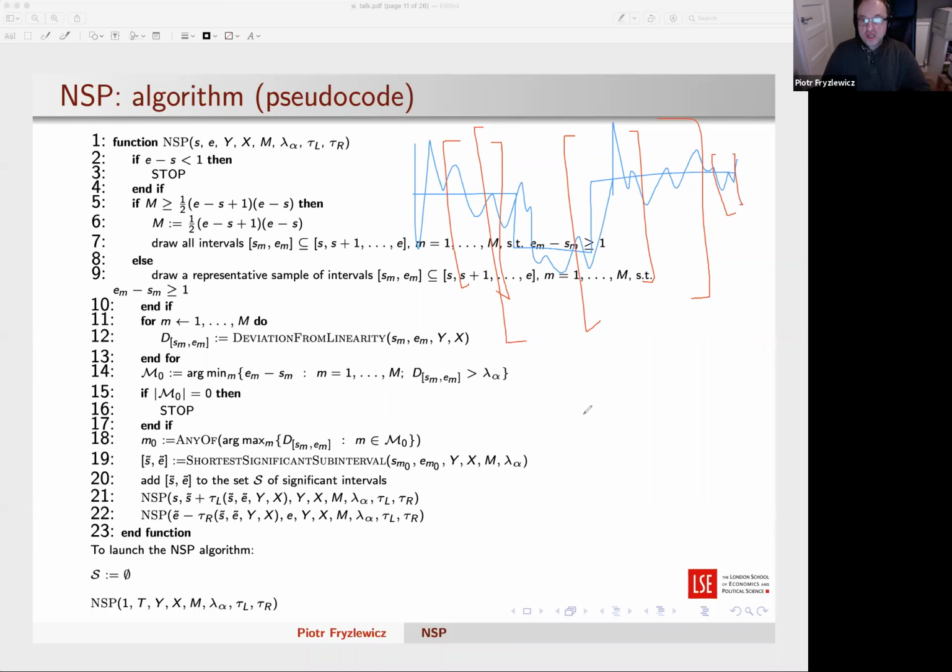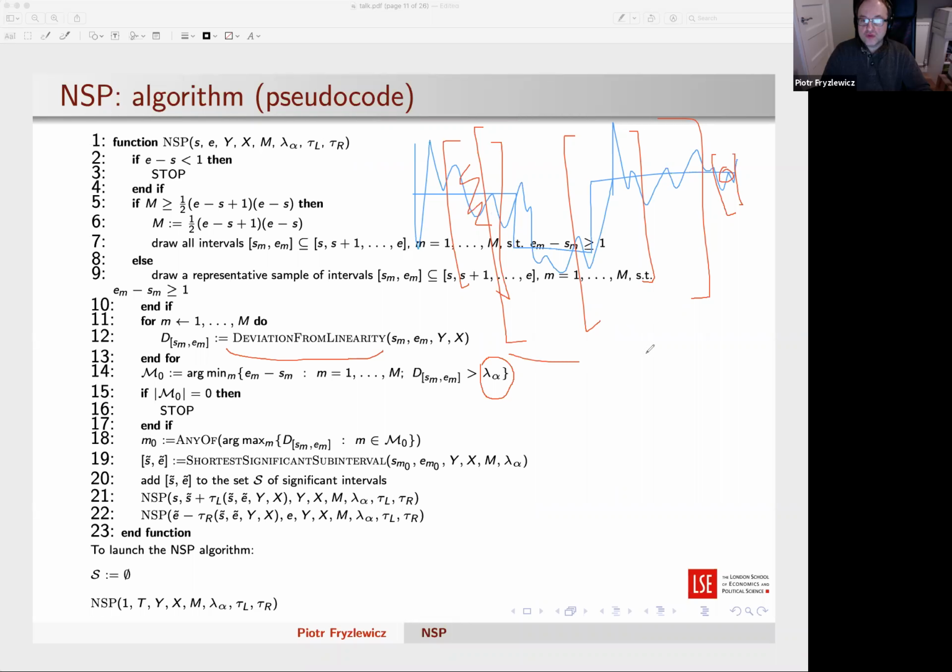Okay, enough. In each interval, I check whether my linearity holds. And I do it by measuring this deviation from linearity. What is this function, deviation from linearity? I'll tell you later. And then I choose the shortest interval on which my linearity is violated at a certain global level alpha. So for example, in this first interval, linearity is not violated because I have my locally constant model. Now here, linearity is not violated either.